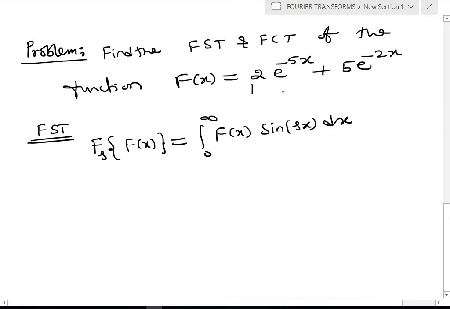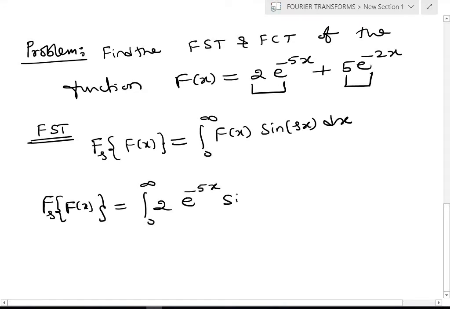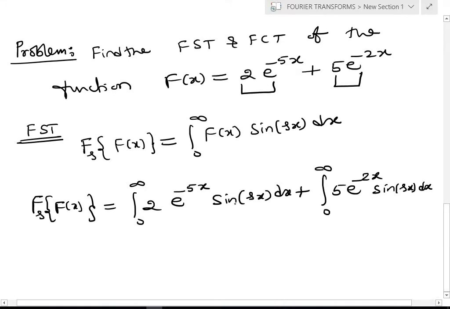And here we have two functions. So the Fourier sine transformation of this f of x will be equal to the integral from 0 to infinity of 2 multiplied by e power minus 5x into sine of sx dx, plus the integral from 0 to infinity of 5 multiplied by e power minus 2x sine of sx dx. Now we need to integrate this.